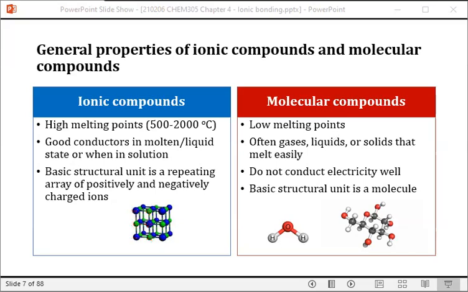Molecular compounds, on the other hand, have low melting points. They're often gases, liquids, or solids that melt easily. Unlike ionic compounds, molecular compounds don't conduct electricity very well. And the basic structural unit of a molecular compound is a molecule. So for an ionic compound, the structural unit is this repeating array of positively and negatively charged ions, which we'll learn is called a formula unit. Formula unit. And for molecular compounds, the smallest unit of a molecular compound is called a molecule.